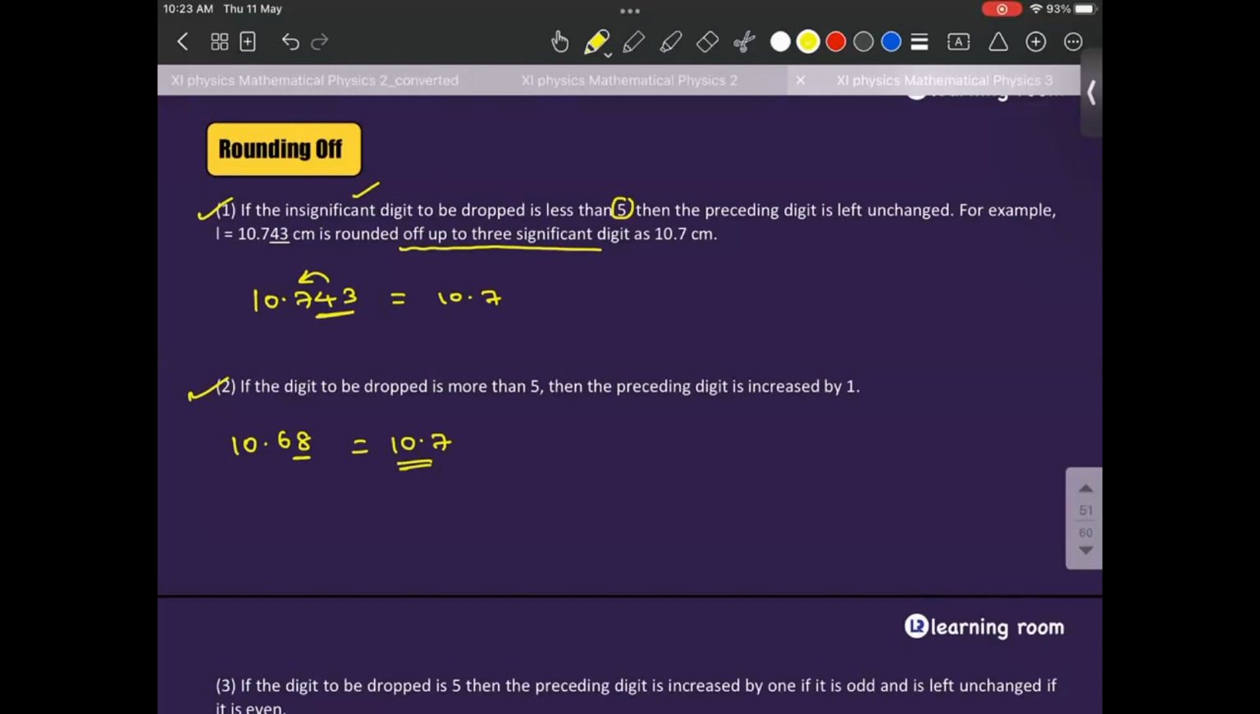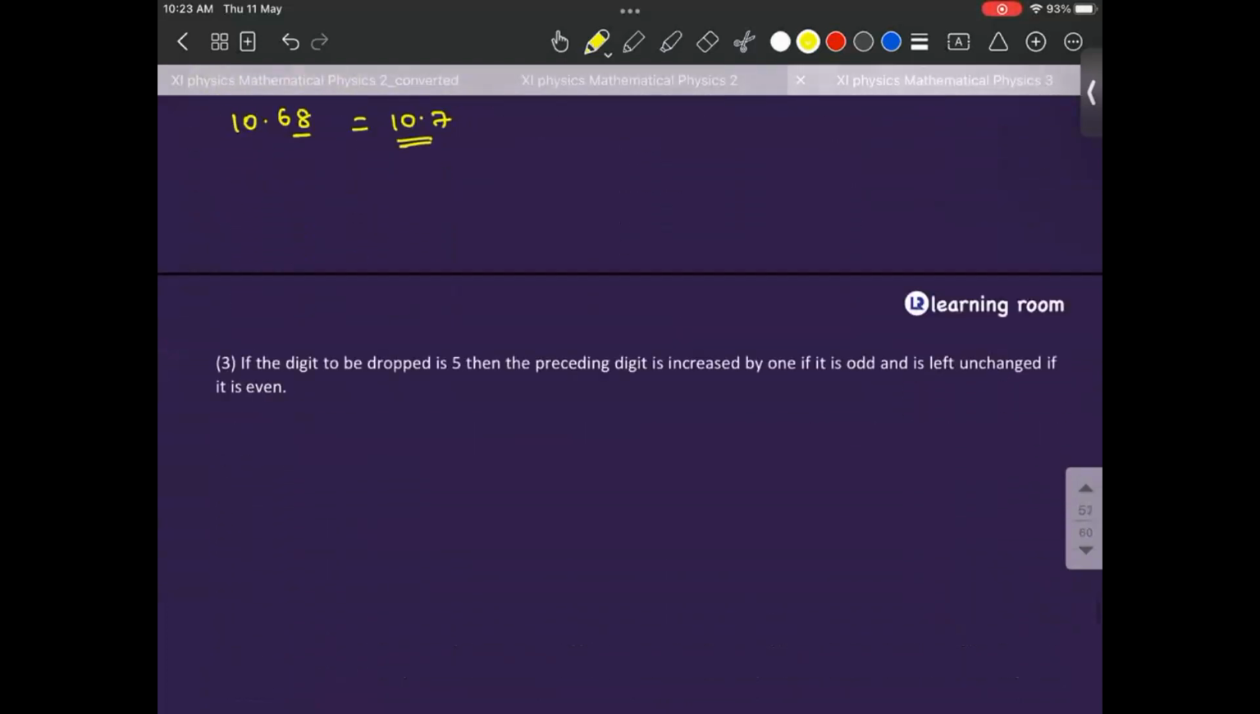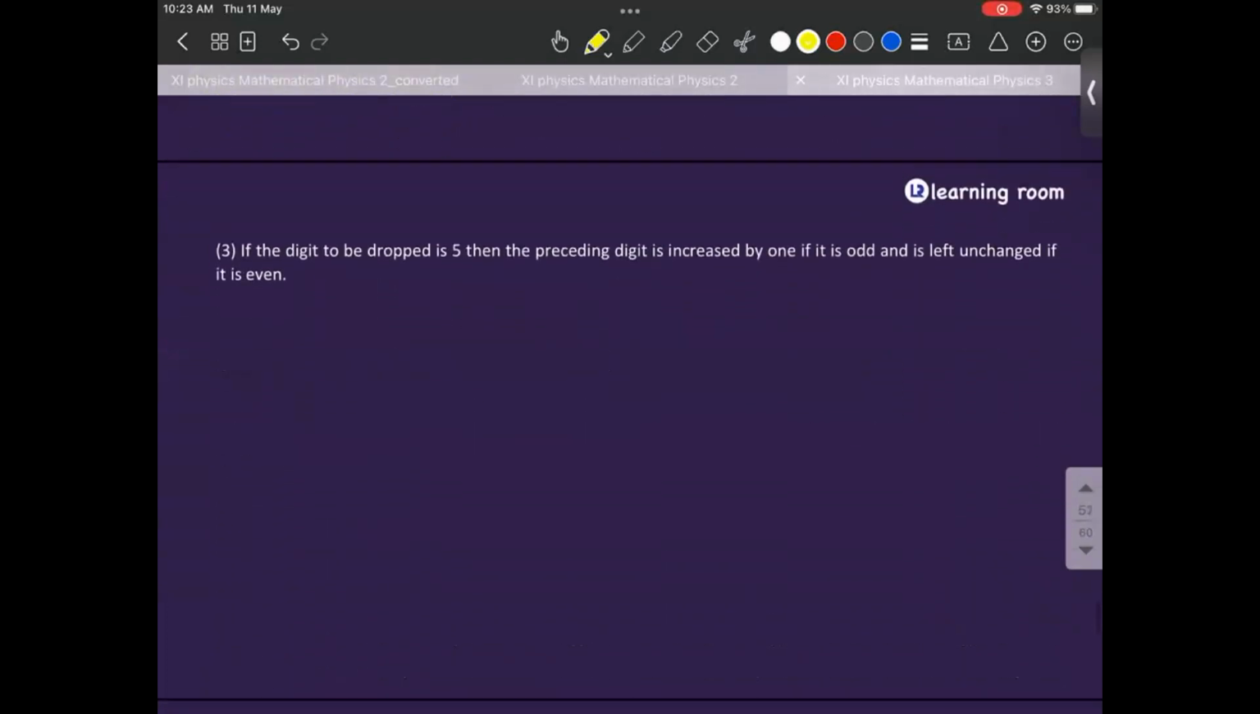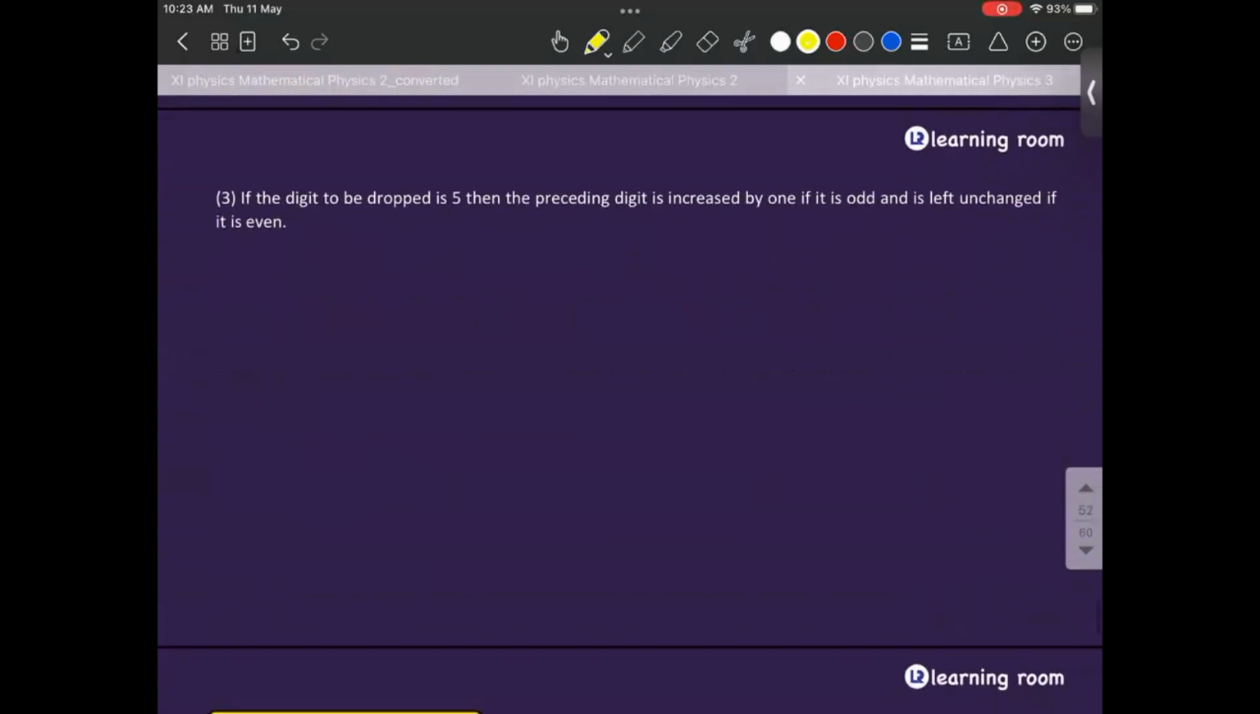Am I clear with this? Right. So what did we see? When you want to round off, you drop the number which is less than 5, and the preceding number is unchanged. Greater than 5 means the preceding number is increased by 1. But what if the number that you want to drop is 5 itself? That is the third possibility, right?